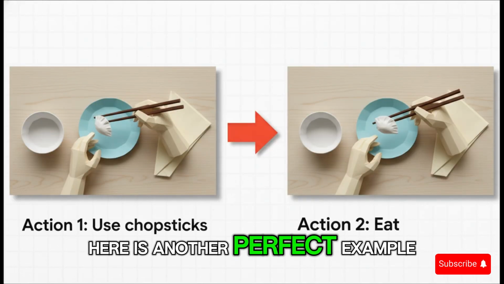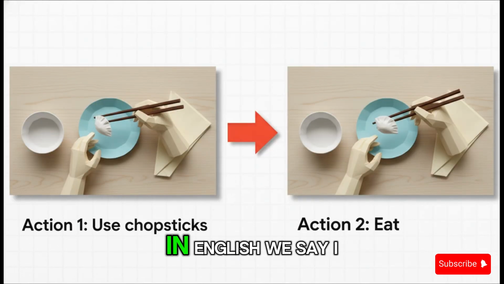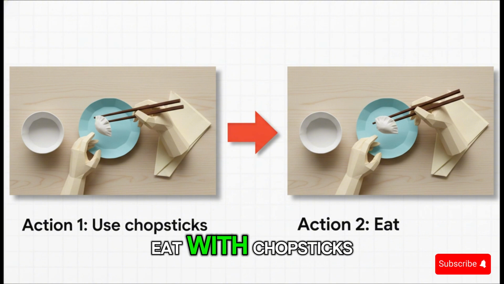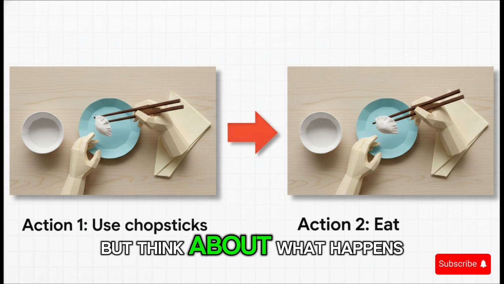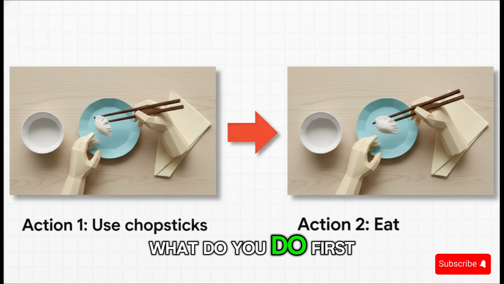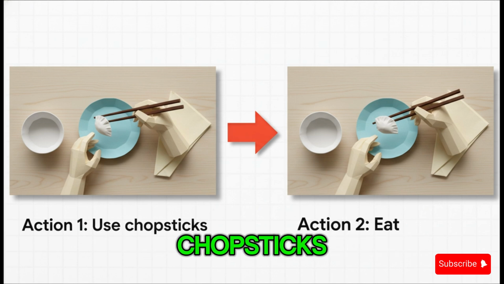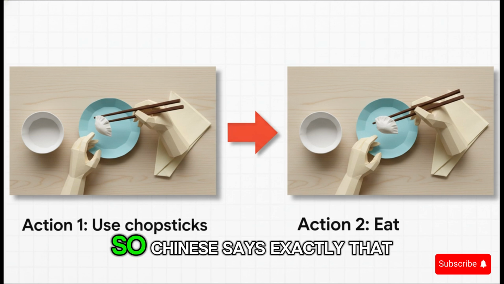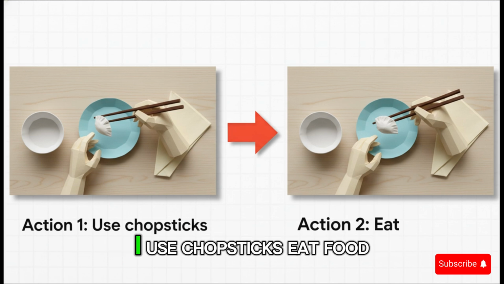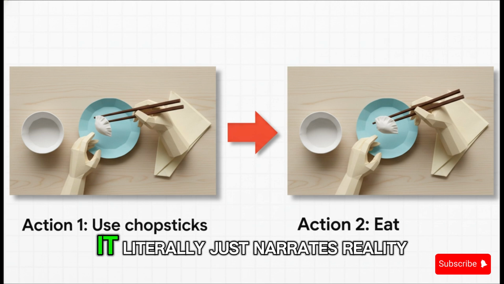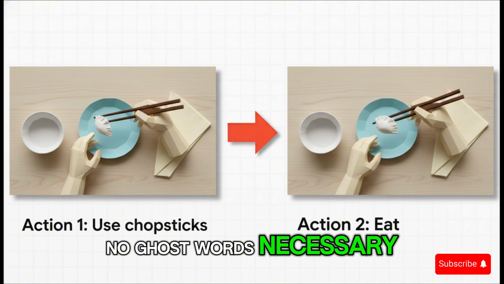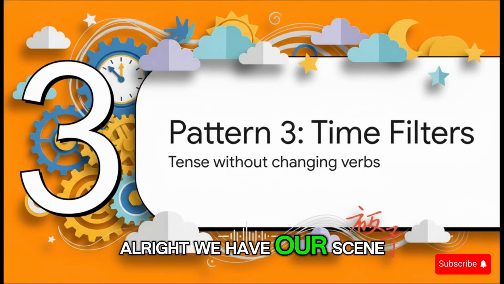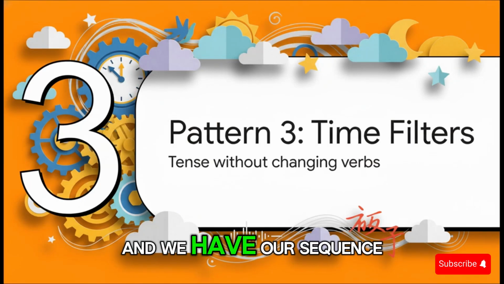Here is another perfect example of this. In English, we say, I eat with chopsticks. The tool, the chopsticks, comes at the end. But think about what happens in the real world. What do you do first? You have to use the chopsticks, right? Then you eat. So Chinese says exactly that. I use chopsticks, eat food. It literally just narrates reality as it unfolds. No ghost words necessary.